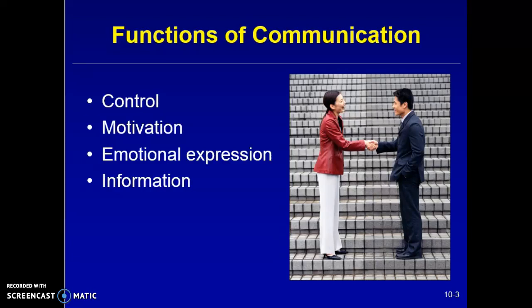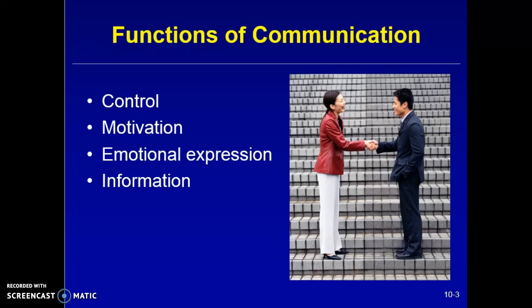You also need motivation. So communication will increase motivation by clarifying what needs to be done, how well it needs to be done, and what can be done to improve the performance. One of the functions would be emotional expression. Since for many employees their work group is their primary source for social interaction, communication provides a release for the emotional expression of feelings and the fulfillment of social needs. And then the fourth function of communication is information. Communication facilitates decision making by providing data needed to identify and evaluate alternative choices.